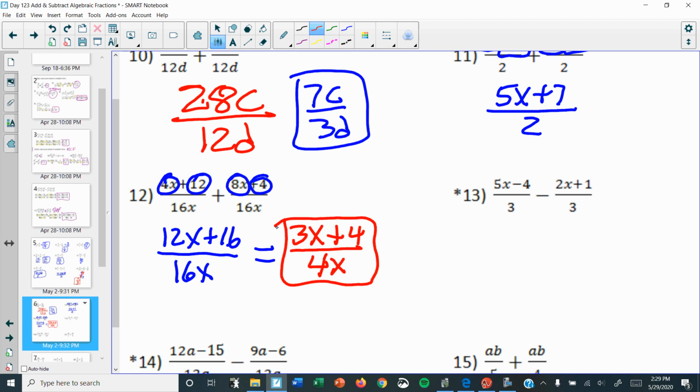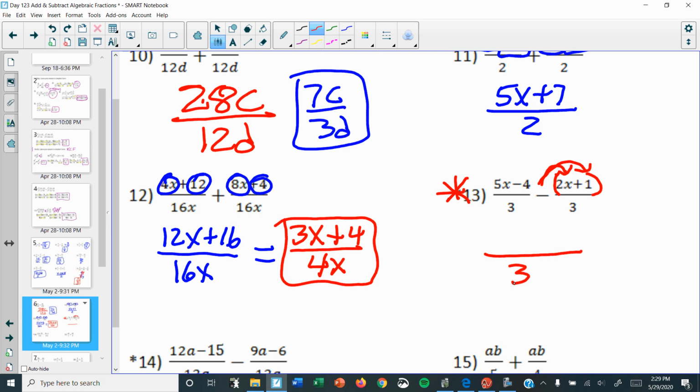Yeah. Now, 13, there's a reason it's starred. And a lot of students, if you tried to get ahead of me, you probably did it wrong. Here's why. When you subtract, you're not just subtracting 2x, you're subtracting the whole thing. So you have to distribute that negative. A lot of kids don't do that.